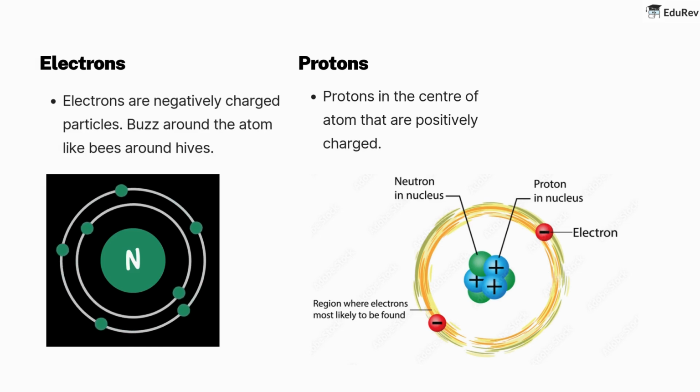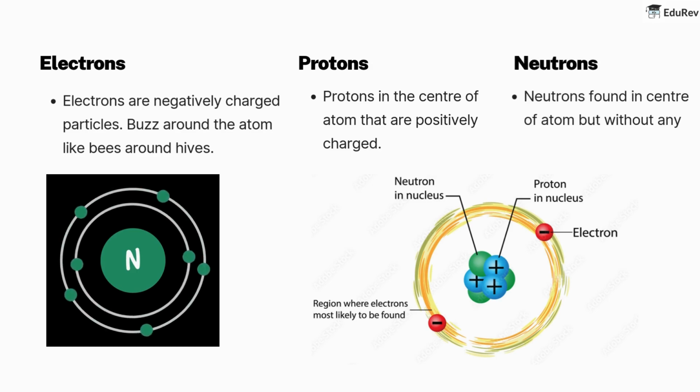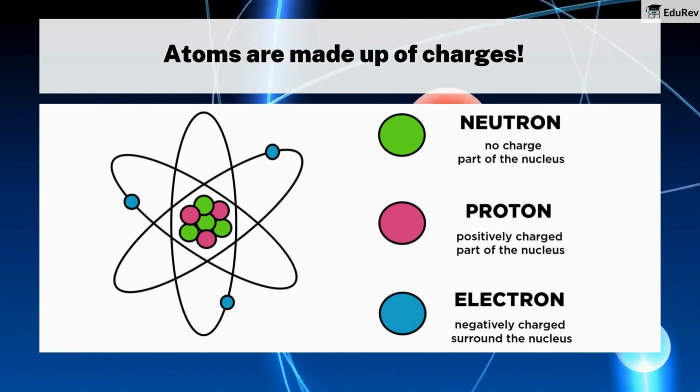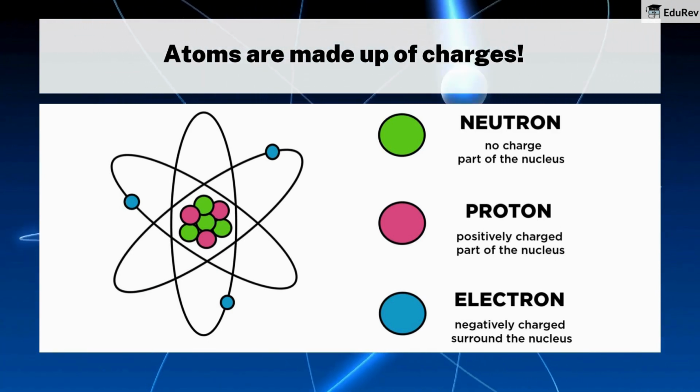Then there are protons in the center of the atom, which have a positive charge. Finally, we have neutrons. These are also found in the center of the atom, but they don't have any charge at all. Together, these particles make up the atom.